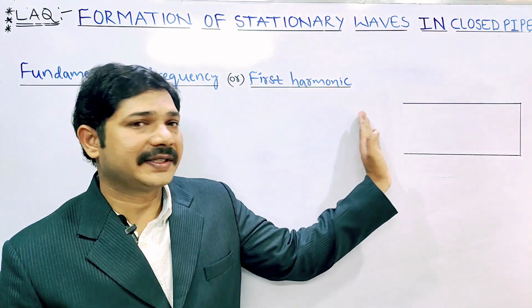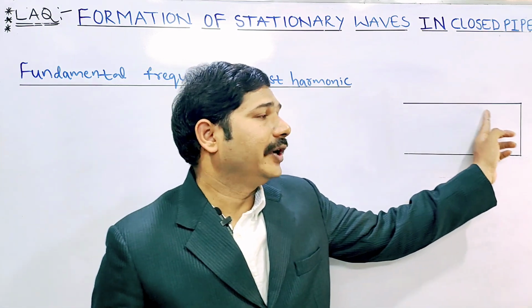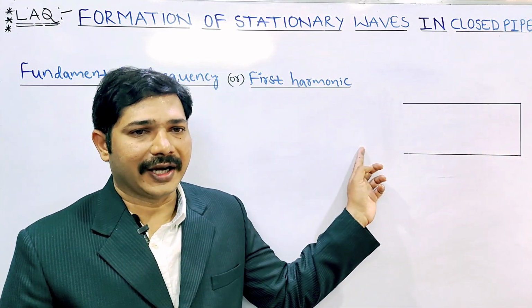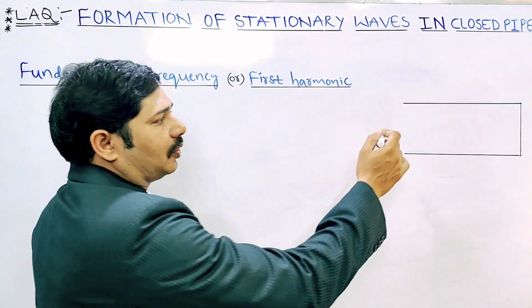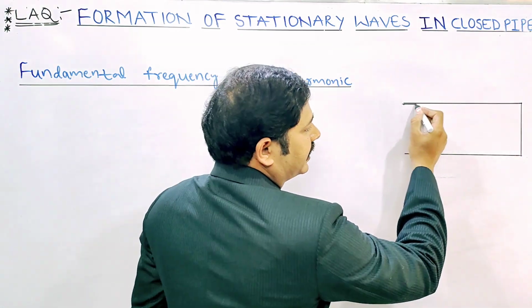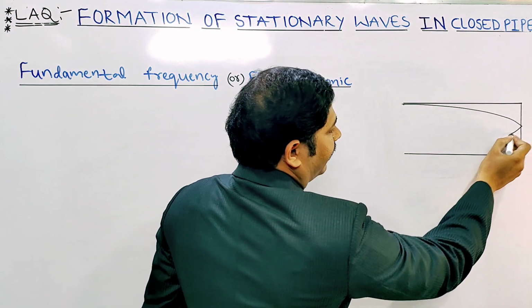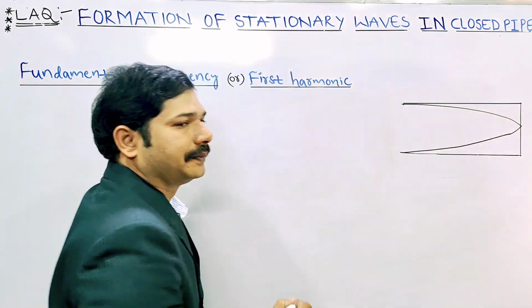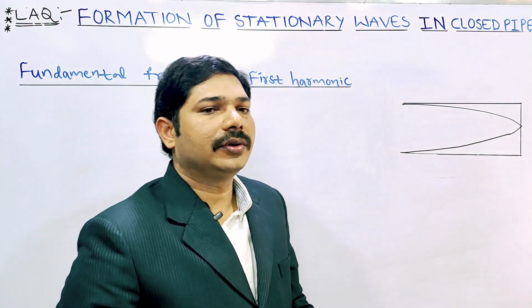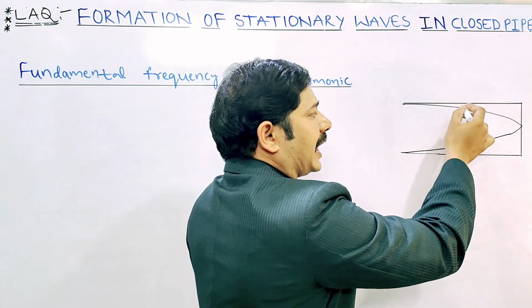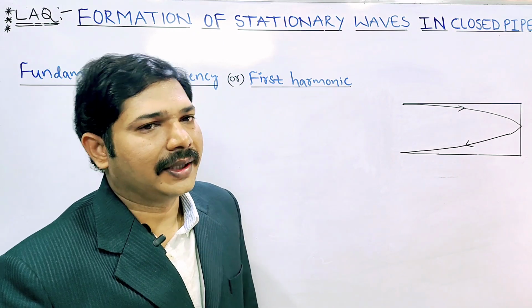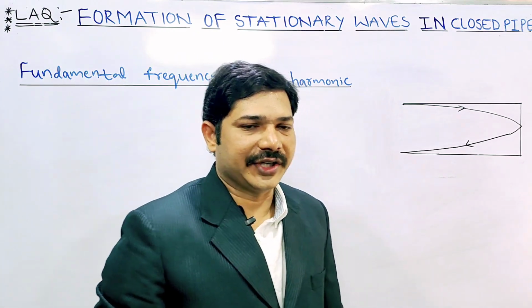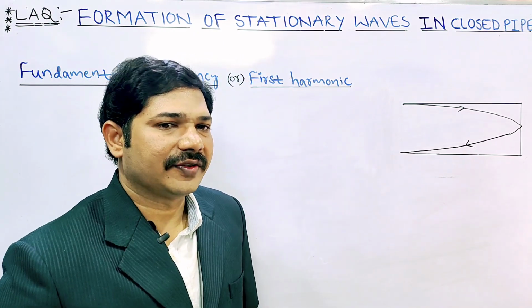Whenever a sound wave is sent through this closed pipe from the open end, what happened? It gets reflected from the other end. Here we can observe in the diagram. So the closed pipe is there. Two transverse waves are superimposing, having same amplitudes, same frequencies, but they superimpose in opposite directions. Hence, stationary waves will form.